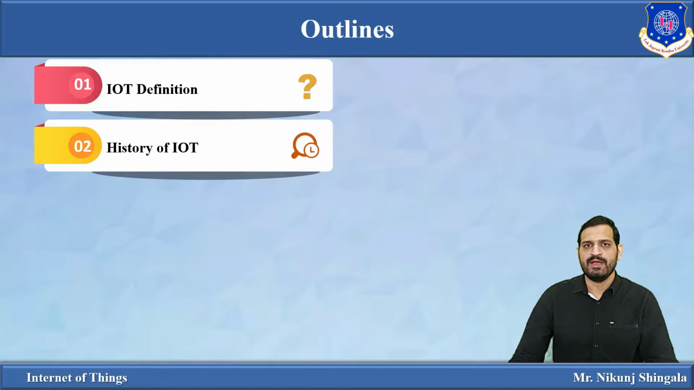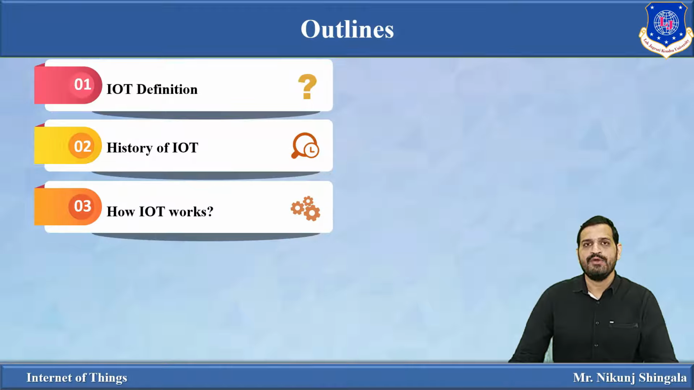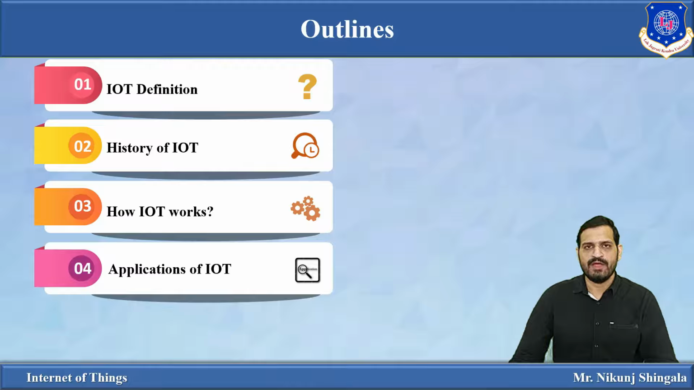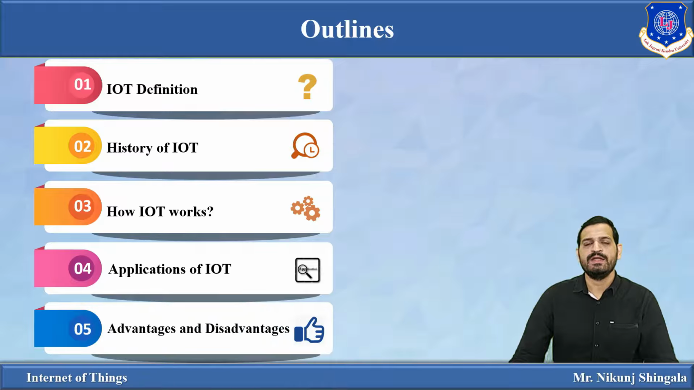Then the history of IoT, in which you will see the evolution of IoT within the last 20 years, how IoT works, which are the components of IoT, and applications of IoT. I have covered two applications of IoT, their architecture, advantages and disadvantages. These topics are very useful to all of you to understand what IoT is, how it works, and which are the applications, advantages and disadvantages of IoT.